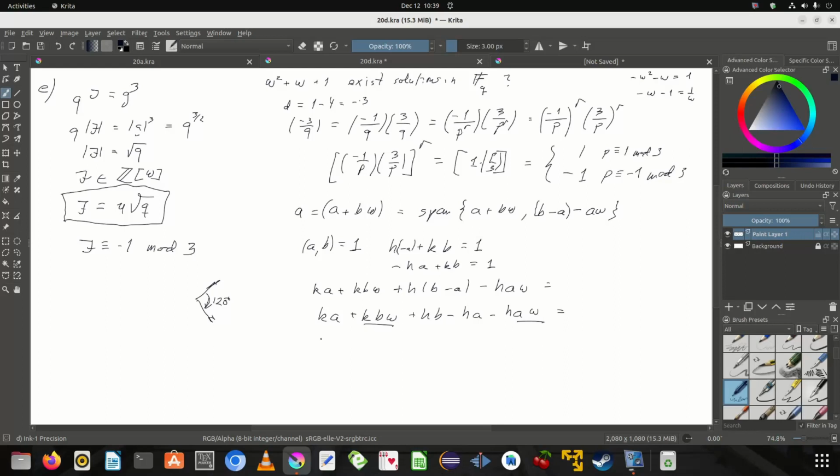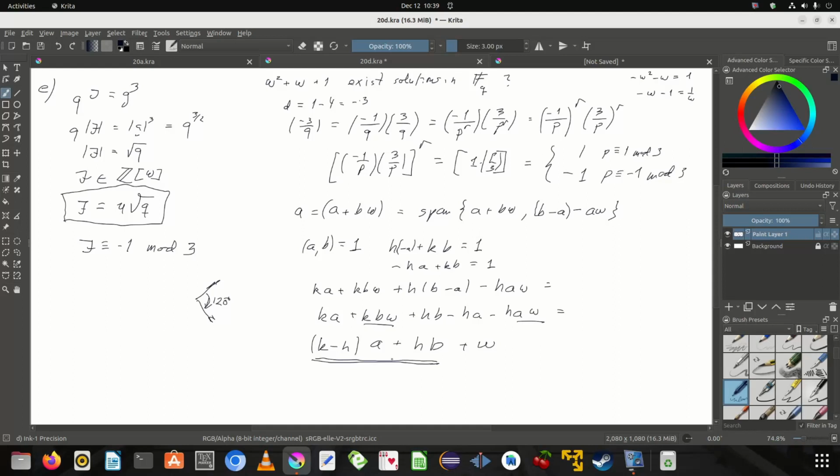This gives omega, and then we have K minus H A plus H times B plus omega. And HA minus HA is minus 1 minus KB. I don't think there's any reduction.